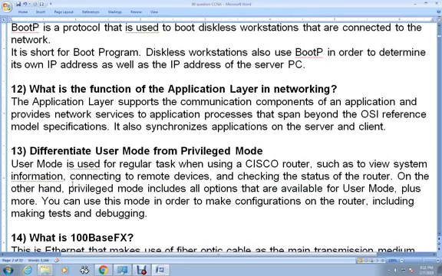Guys, next question: what is the function of the application layer in networking? Very important. We should know what the functions of all the layers are. I have explained them in a very simple way in my previous videos.